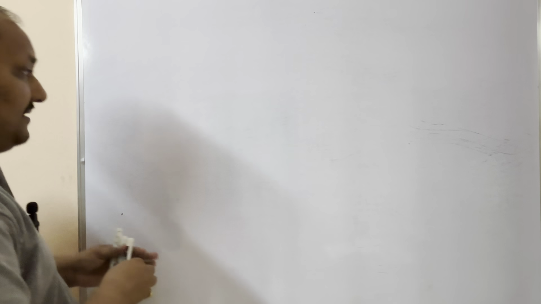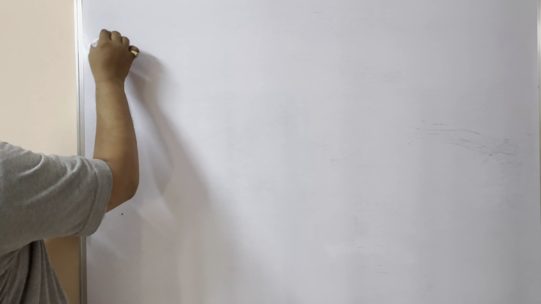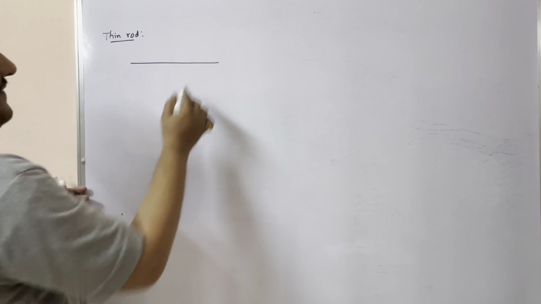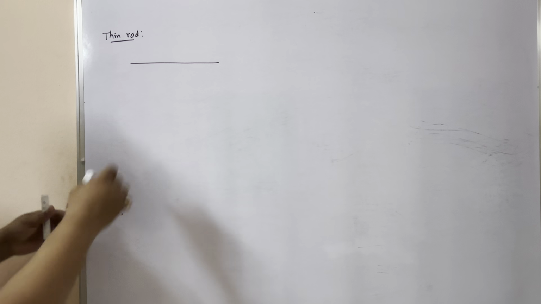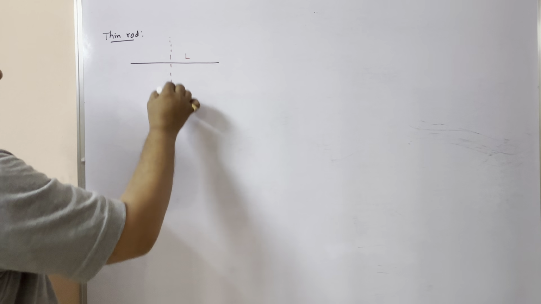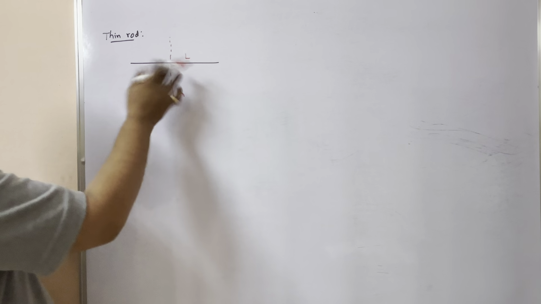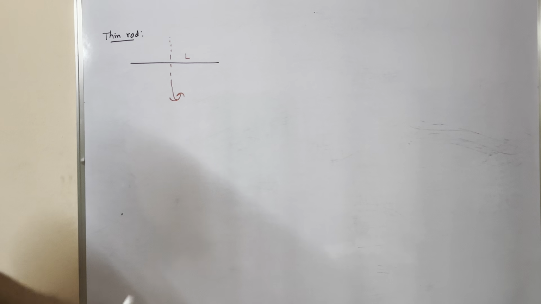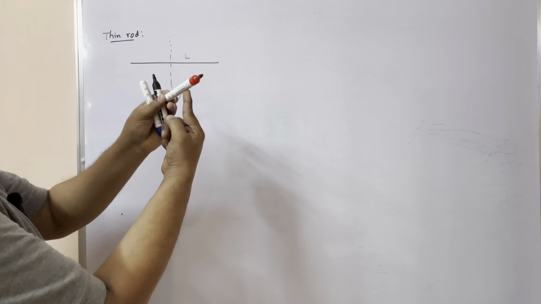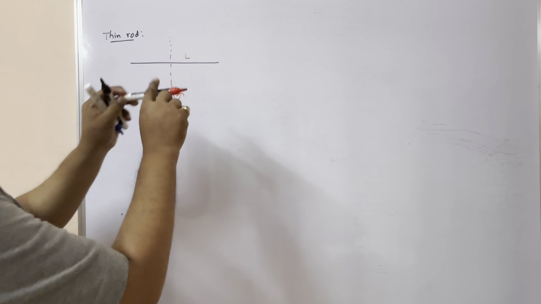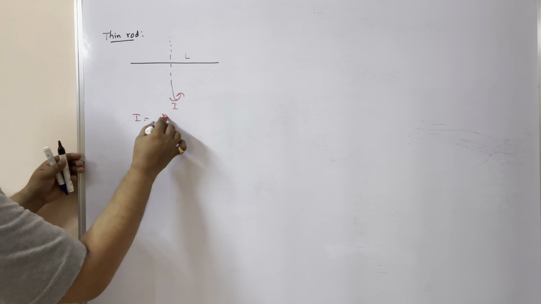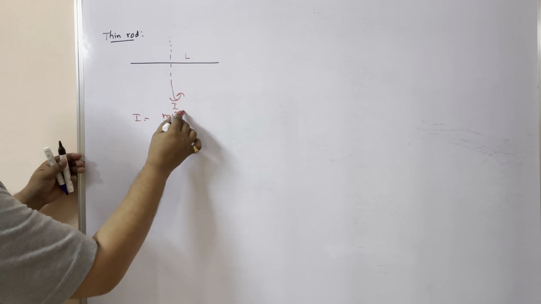Next, we'll see moment of inertia of a thin rod. So, if it is a thin rod of length L, what is the moment of inertia about an axis passing through its center perpendicular to its length? If it is only a thin rod, it is rotating like this. This is the axis of rotation. Whenever it is rotating like this, what is the moment of inertia? That is going to be M L square by 12.